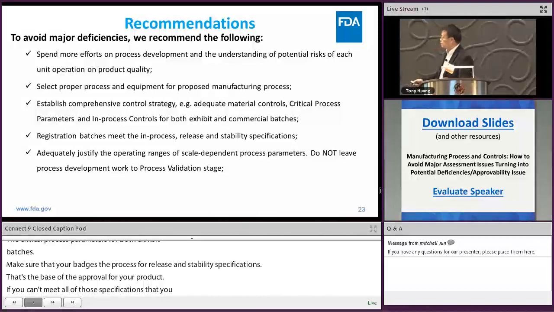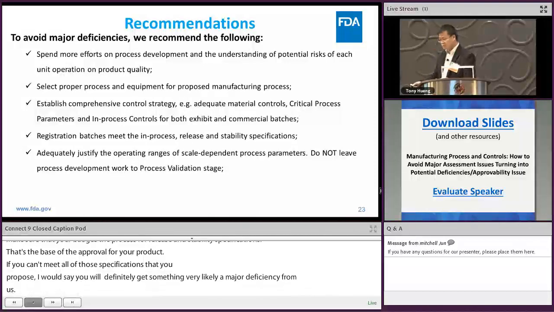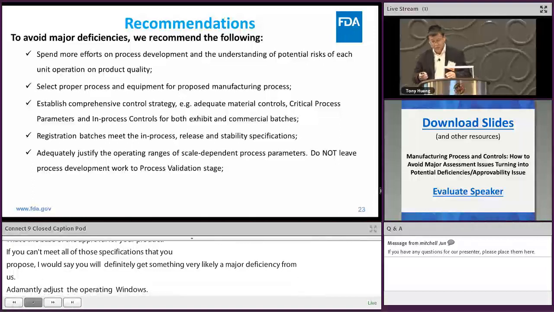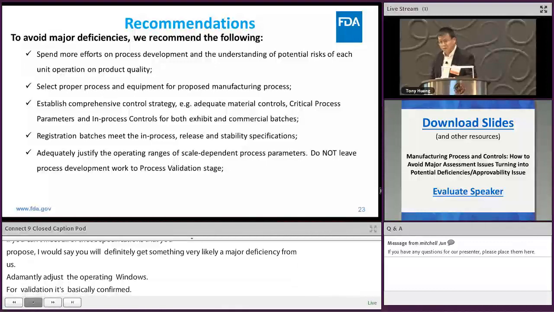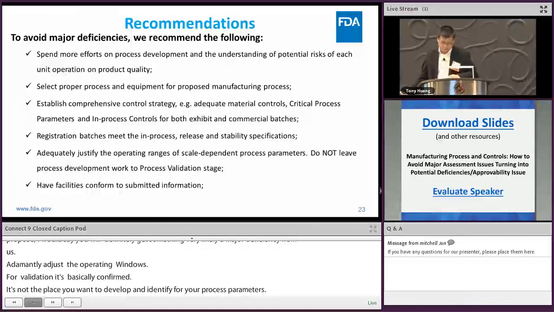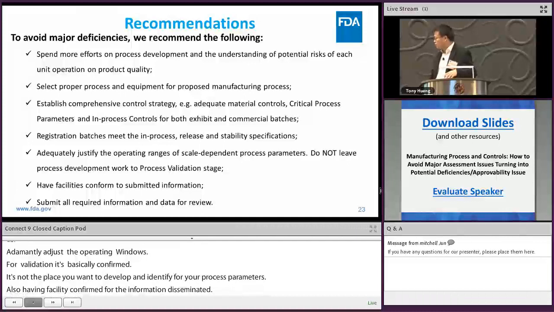Do not leave process development work to the process validation stage. Process validation is to confirm that your proposed process parameters and in-process controls are valid for commercial production. It's not the place where you want to develop and identify your process parameters. And also have the facility conform to the information you submitted, like the case 8. That one will not lead to any good results. And lastly, submit all required information and data for our review.